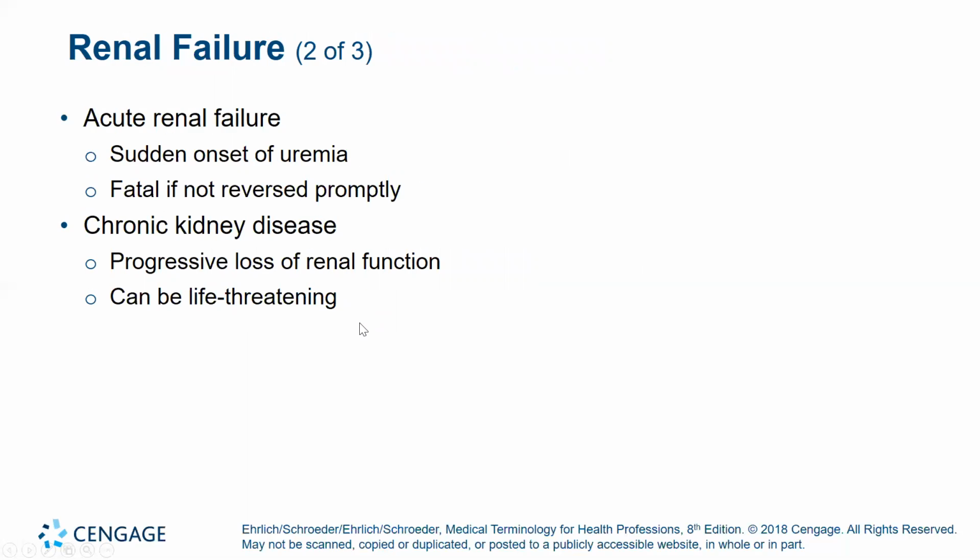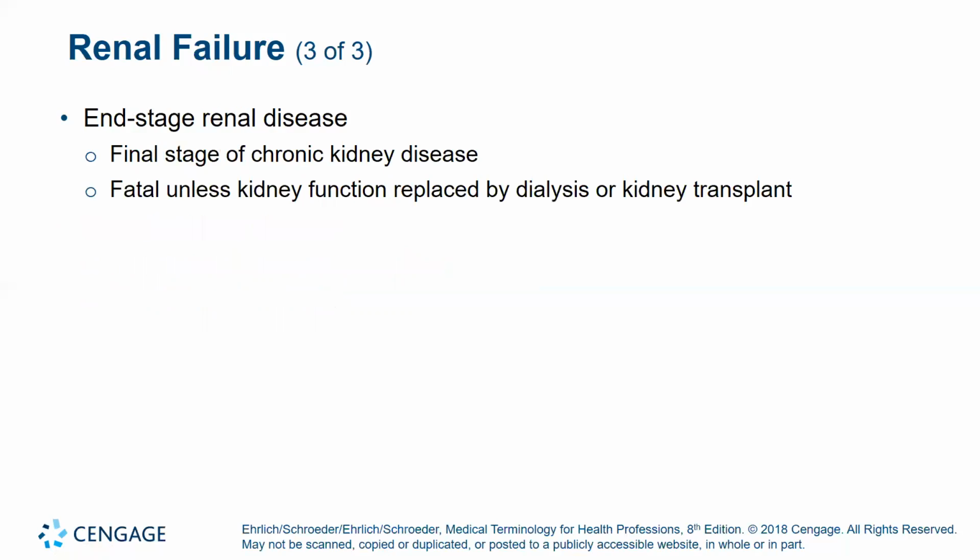Acute renal failure is a sudden onset of uremia. It is fatal if not reversed promptly. Then we have chronic kidney disease. This is a progressive loss of renal function and can also be life-threatening. We have end-stage renal disease. This is the final stage of chronic kidney disease. It is fatal unless kidney function is replaced by dialysis or a kidney transplant.